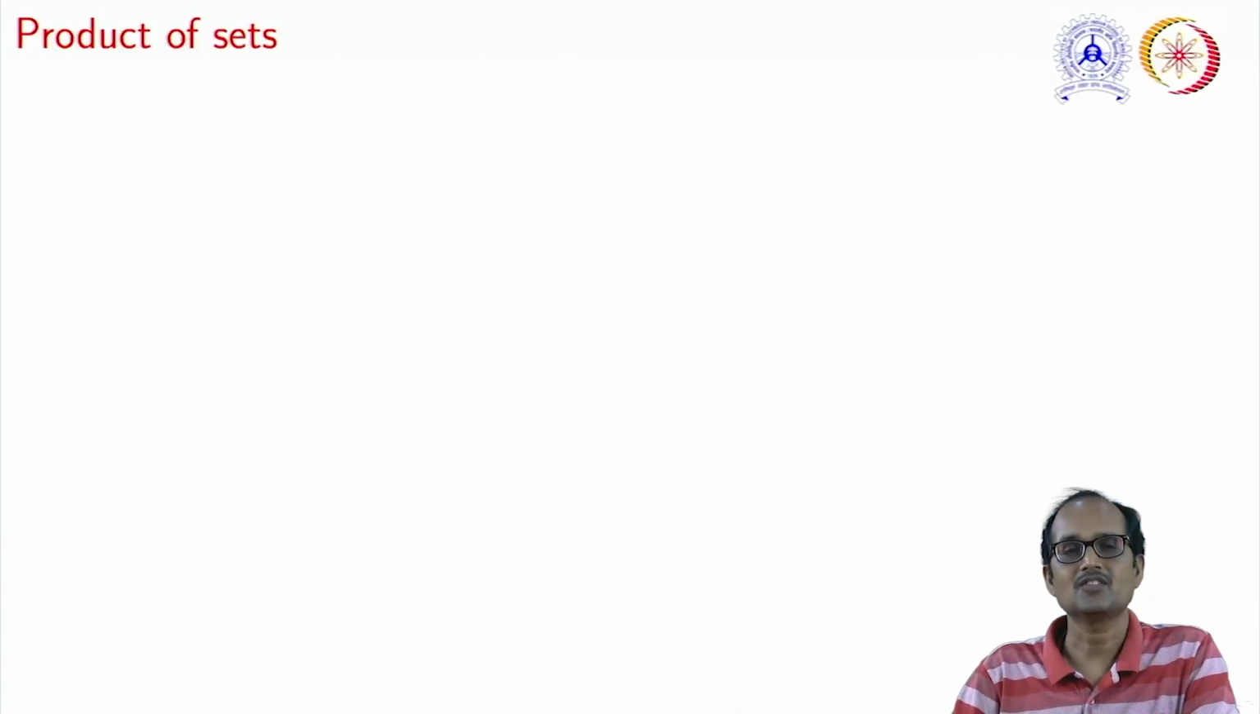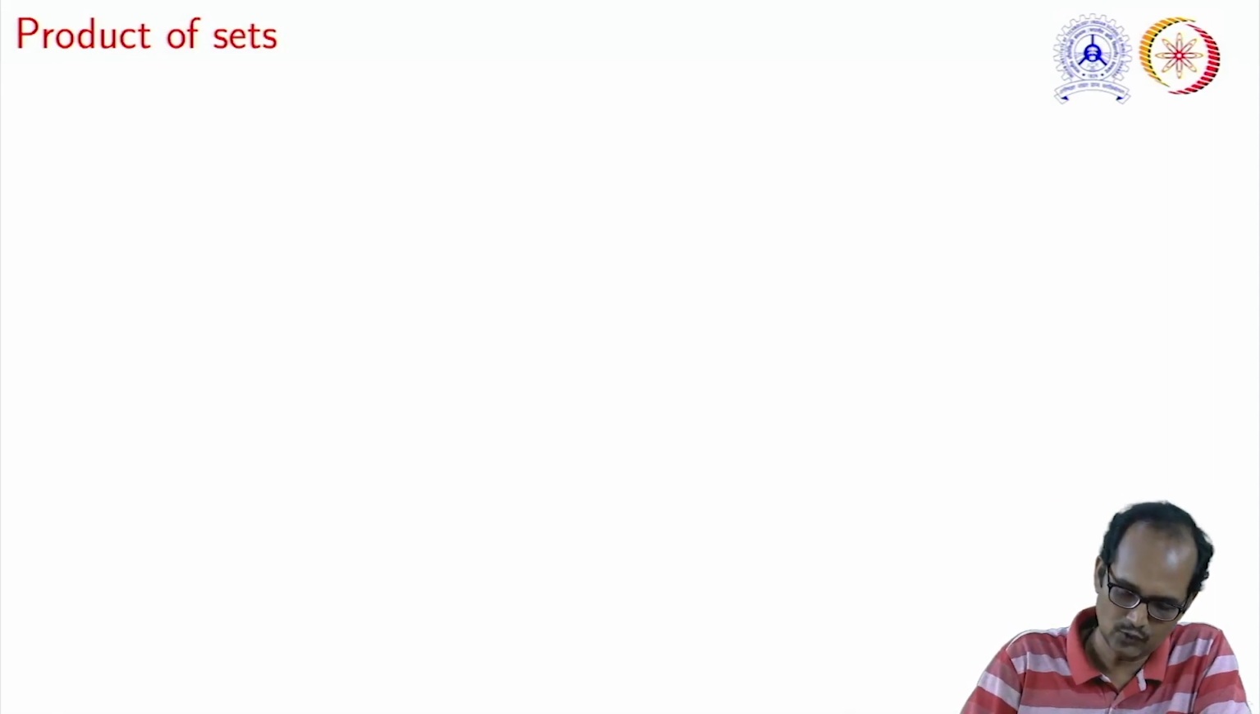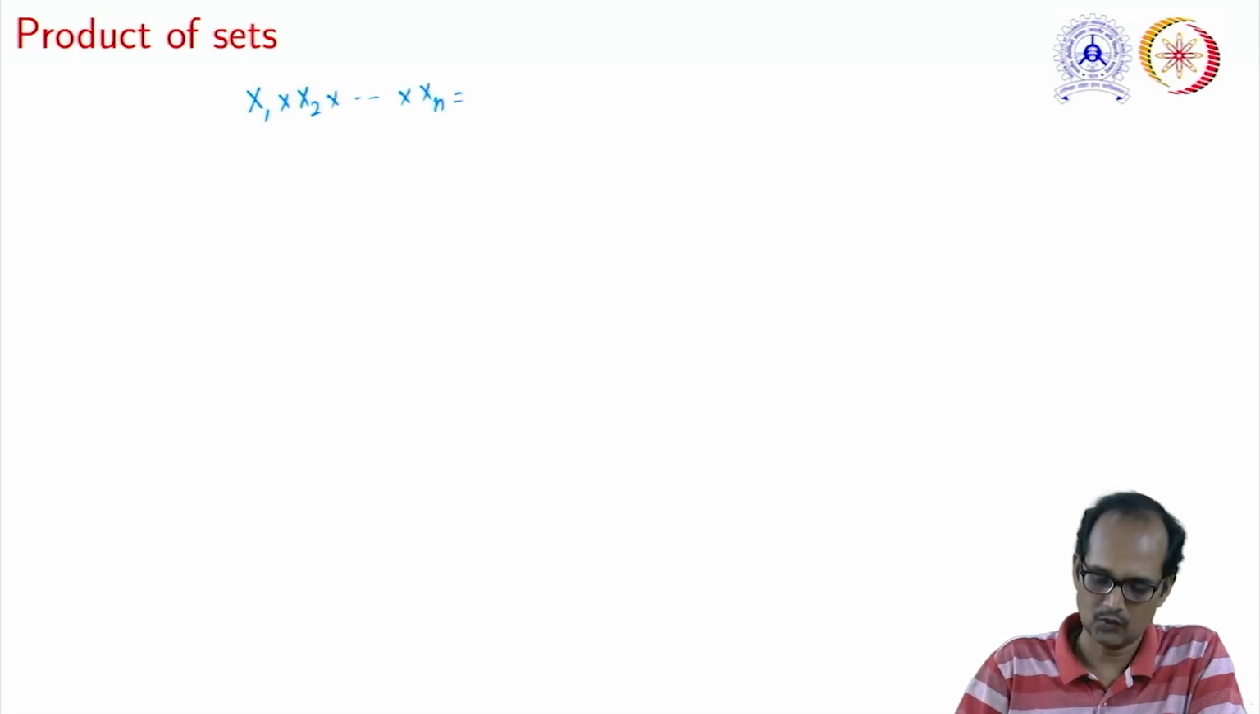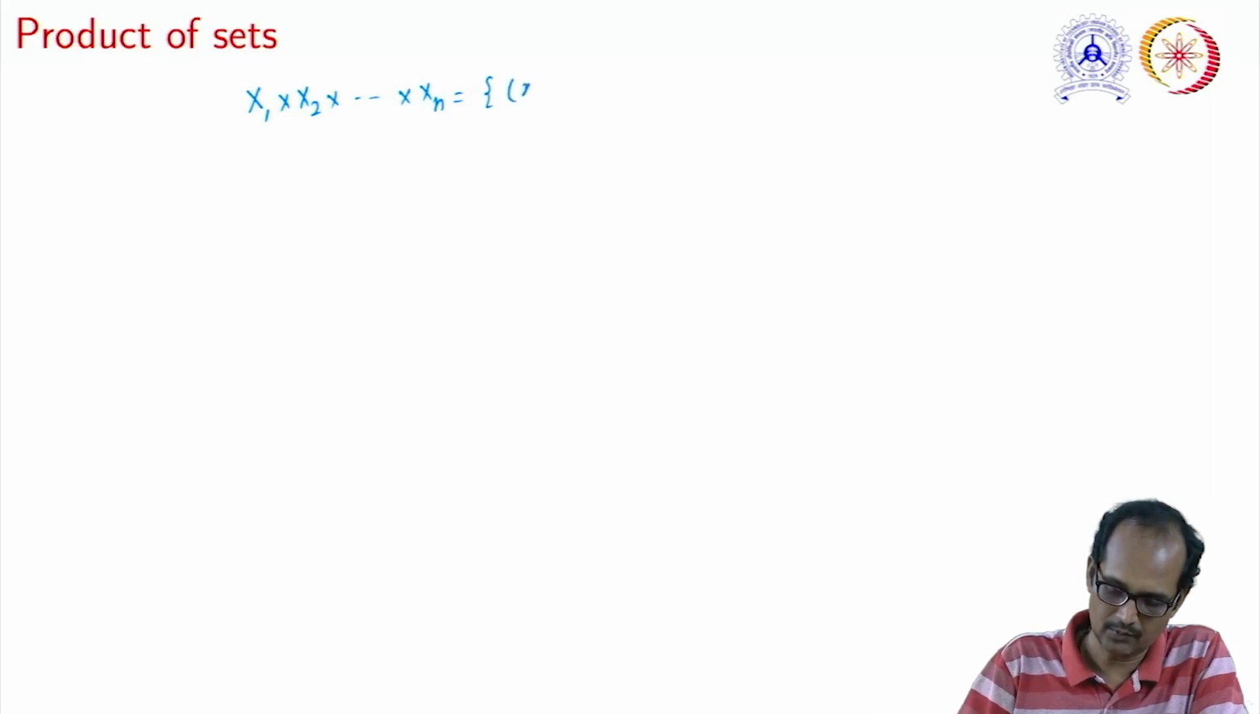Moving ahead, let us try to visualize the product of sets in a different way. What exactly we have seen is that if we are having n sets, then the Cartesian product of X1, X2 up to Xn was given as the collection of n tuples (x1, x2, up to xn), where x1 belongs to X1, x2 is from X2, up to xn from Xn.